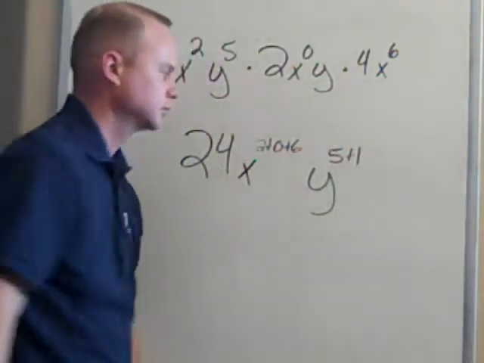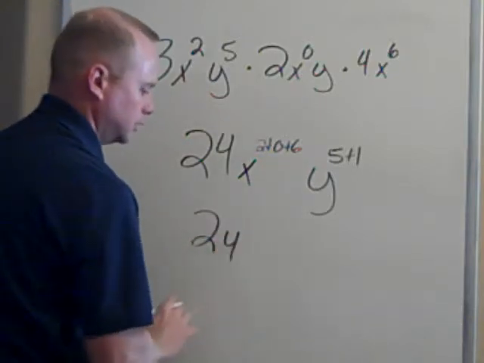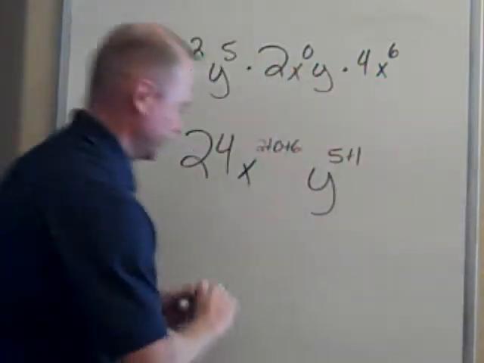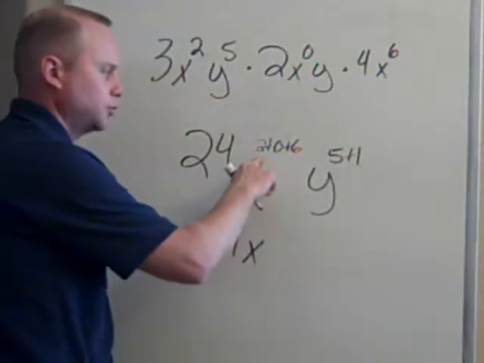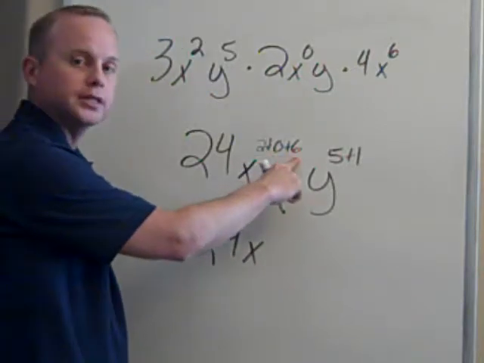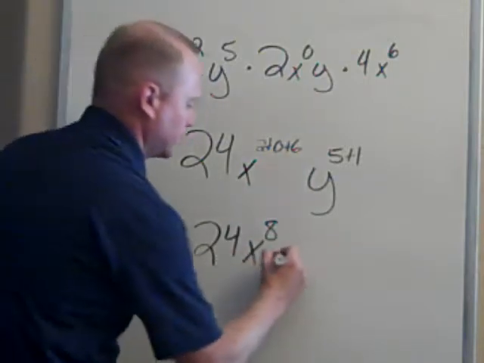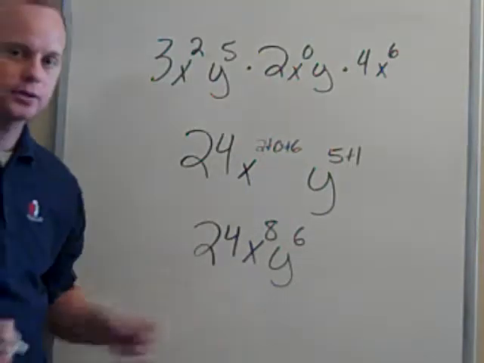All right, now I simplify this further. This would be 24, and this would be x. 2 plus 0 is 2, plus 6 is 8. 24x to the 8th, y to the 6th. And that would be your answer on this one.